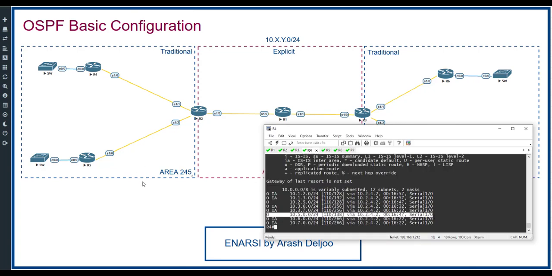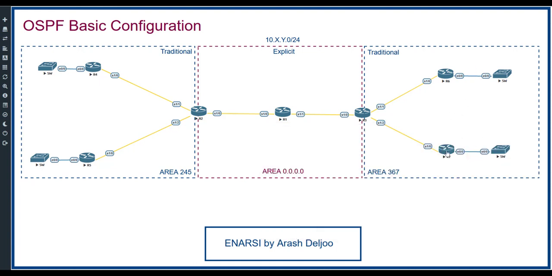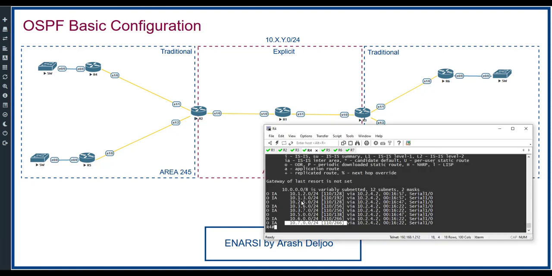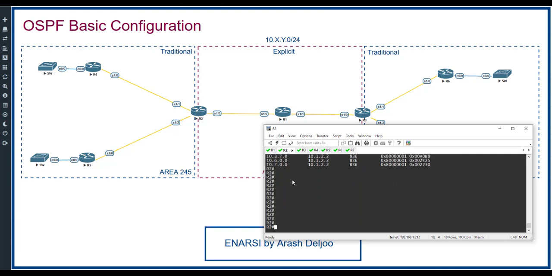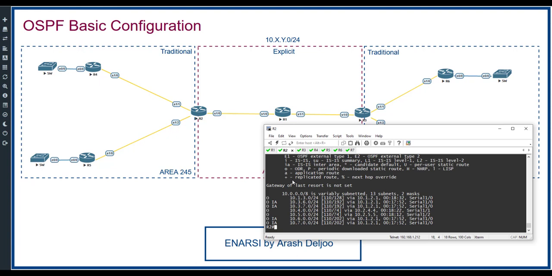About the 10.5.0.0/24, this network, we have the code of the O. After that, about the 10.6.0.0/24 and 10.7.0.0/24, these two networks, again, we have the code of the OIA. It is so easy. Okay, let me show you the routing table of router 2. In router 2, show IP route OSPF can show us that we have 10.1.3.0/24 with the code of O.